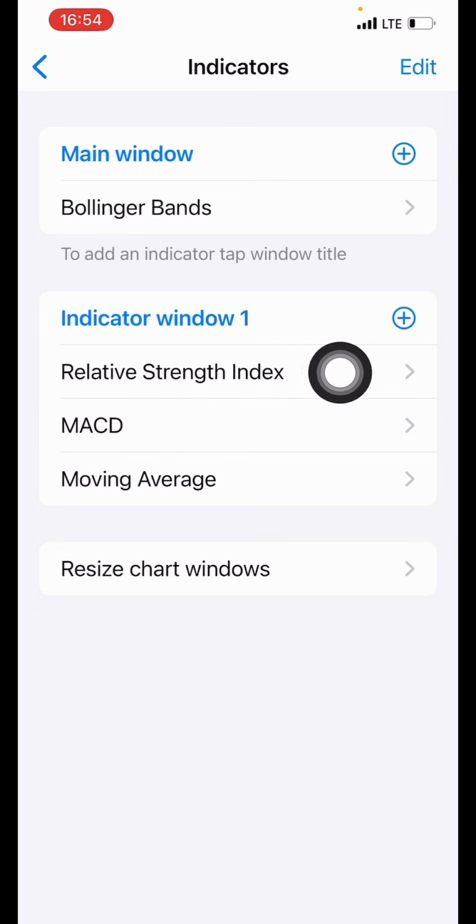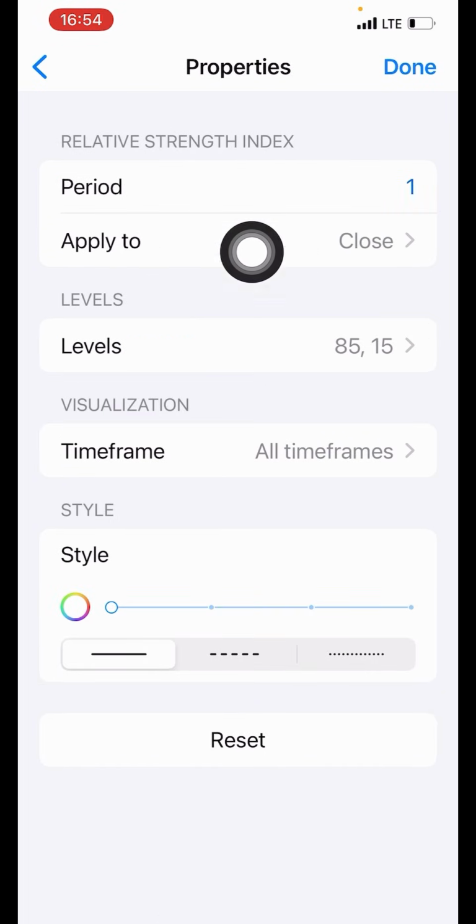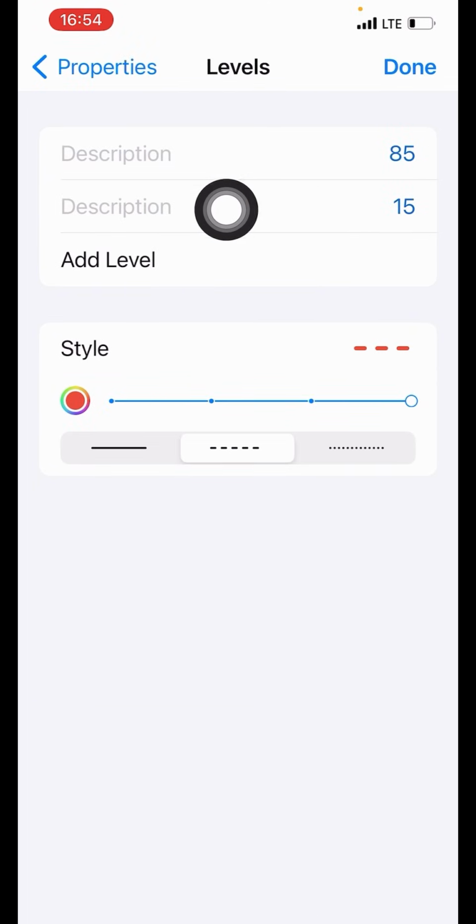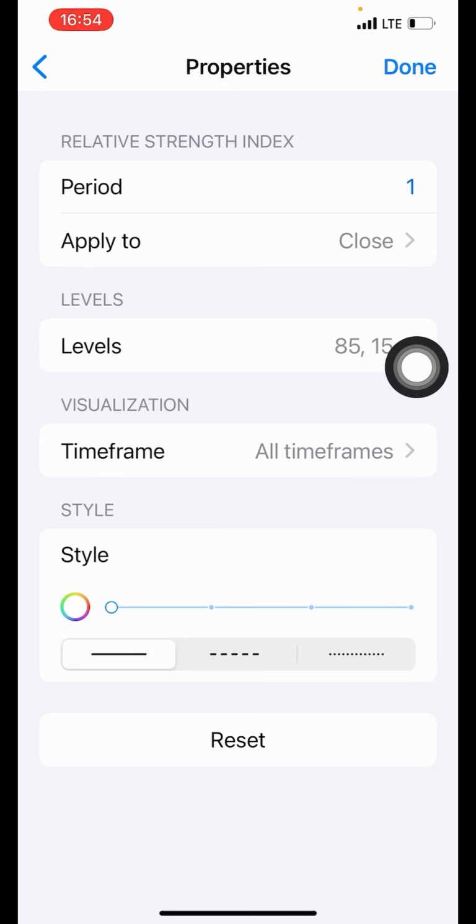have the relative strength index. You click on the main window plus icon again and search for relative strength index. The period is 1. Apply to close. The level, you make it 85 and 15, color red, 4 pixel. You click on done. Time frame is all time frames. The style, you make it the color of your background, 1 pixel.